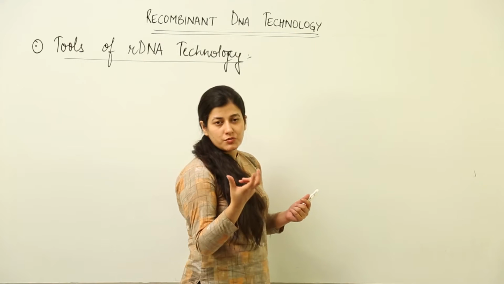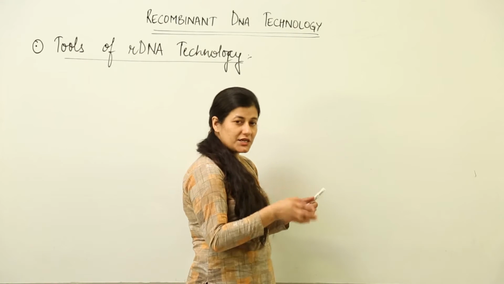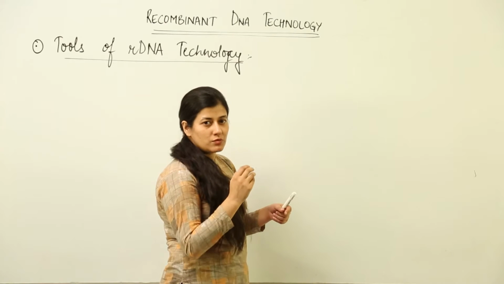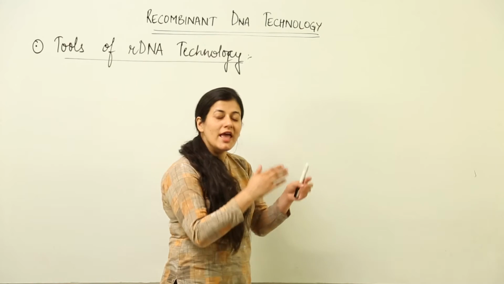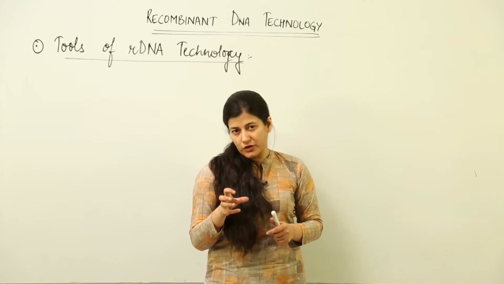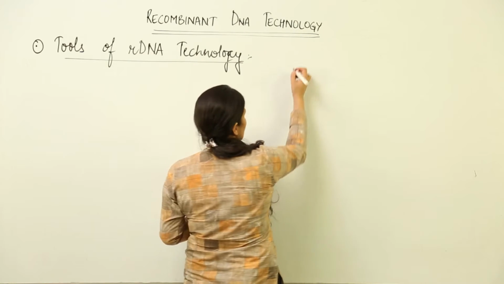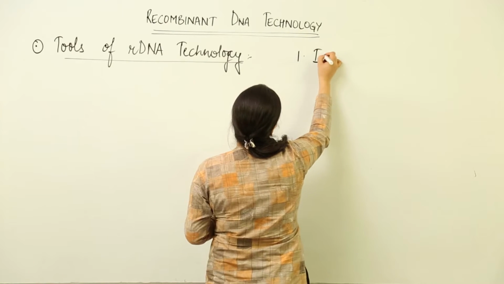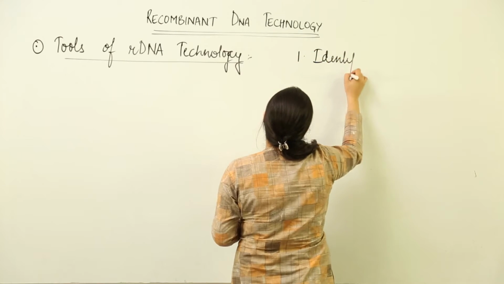A brief introduction was given to you in the previous lesson. Now we are going to see the 3 steps in which this entire process is carried out, and from that you have to understand what tools are being used for that process. Okay. So the first step is identifying the gene of interest.